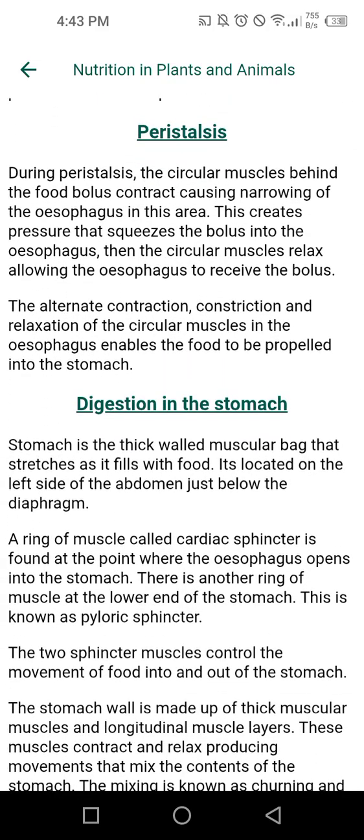Peristalsis. During peristalsis, the circular muscles behind the food bolus contract, causing narrowing of the esophagus in this area. This creates pressure that squeezes the bolus along the esophagus. Then the circular muscles relax, allowing the esophagus to receive the bolus. The alternate contraction, constriction and relaxation of the circular muscles in the esophagus enables the food to be propelled into the stomach. Digestion in the stomach.